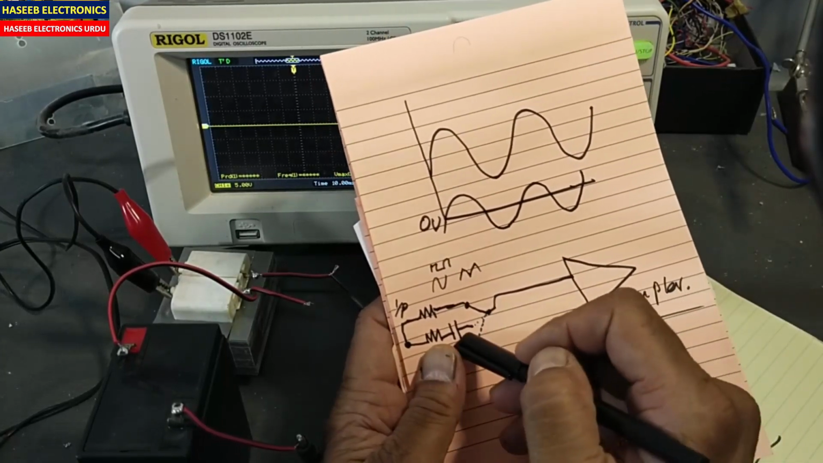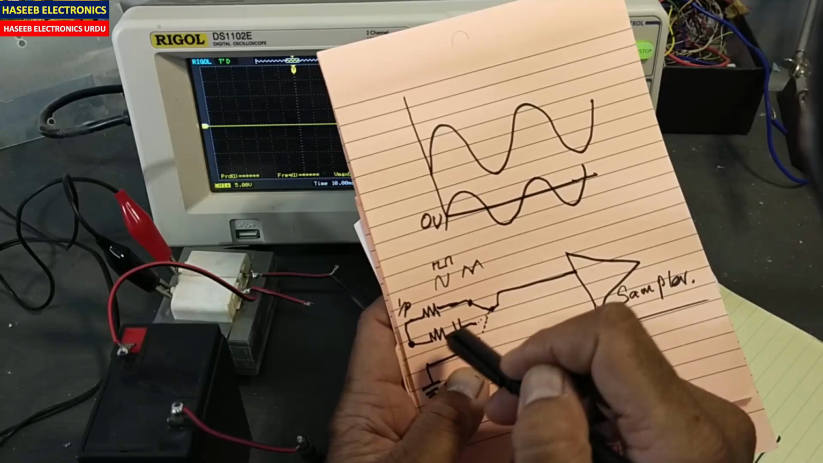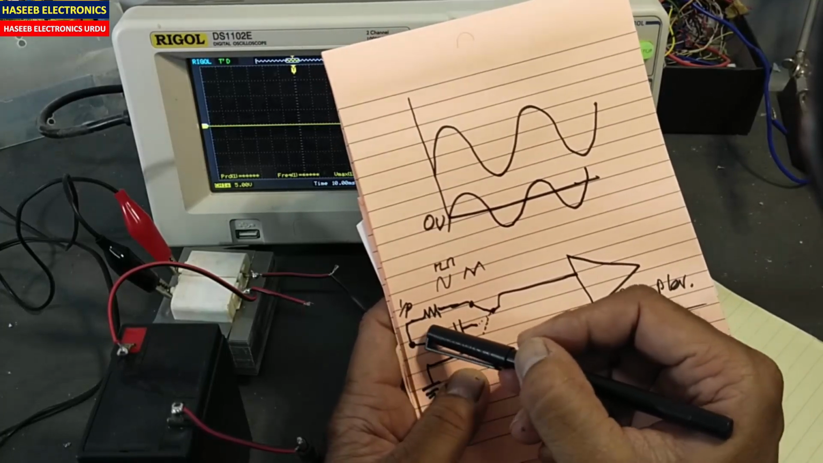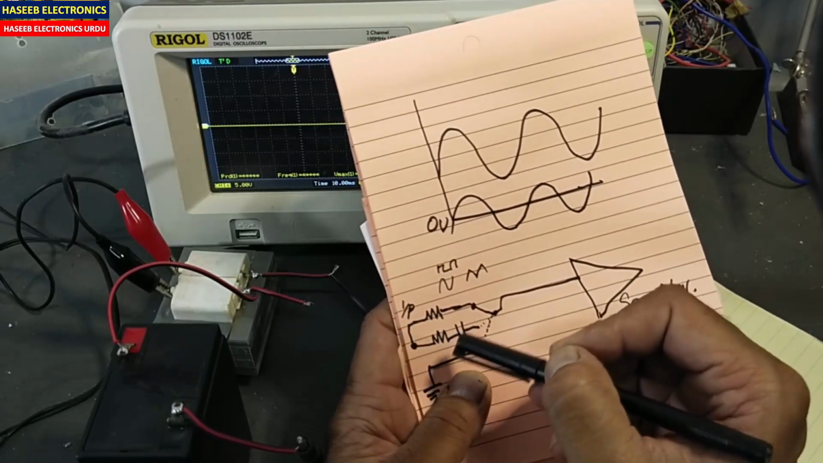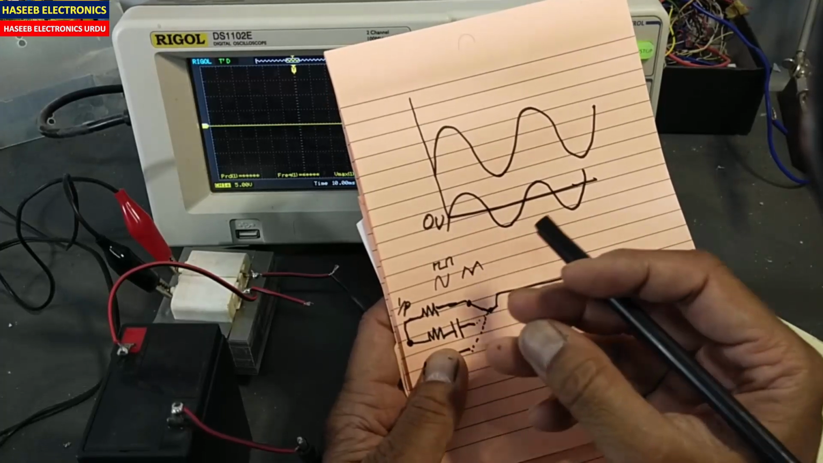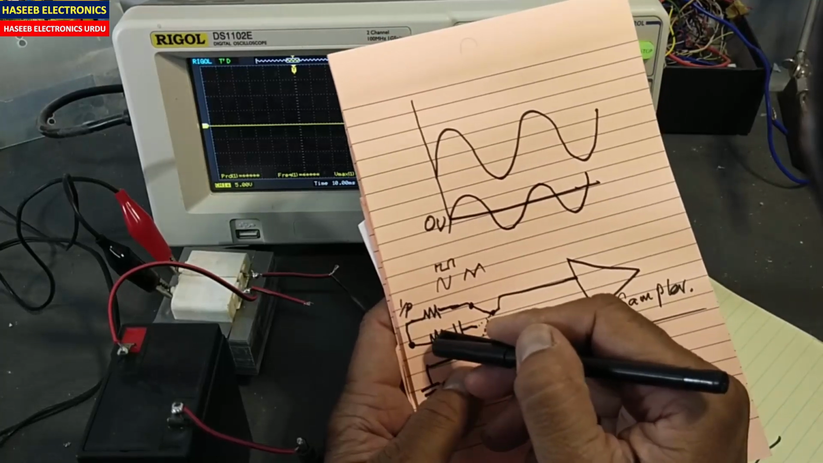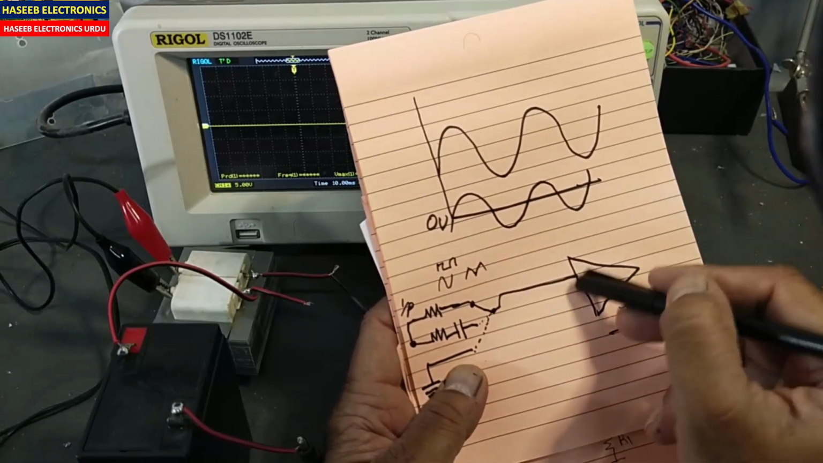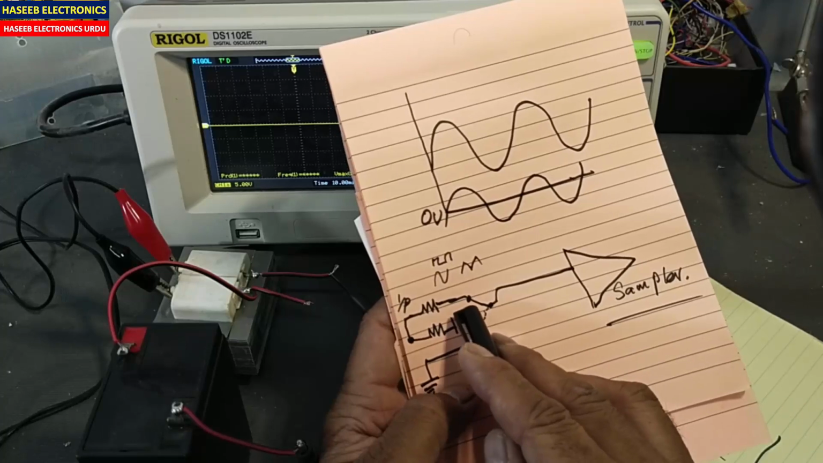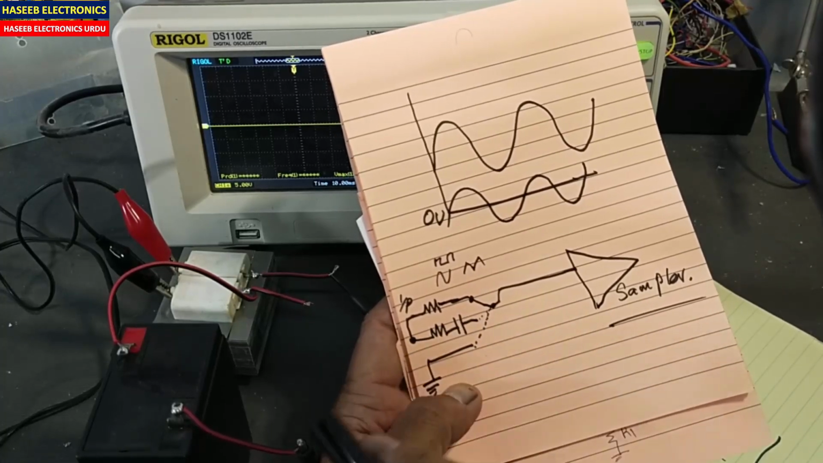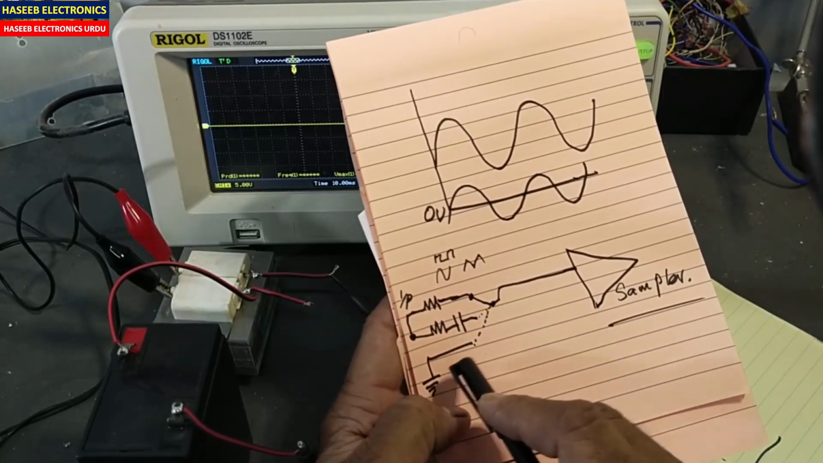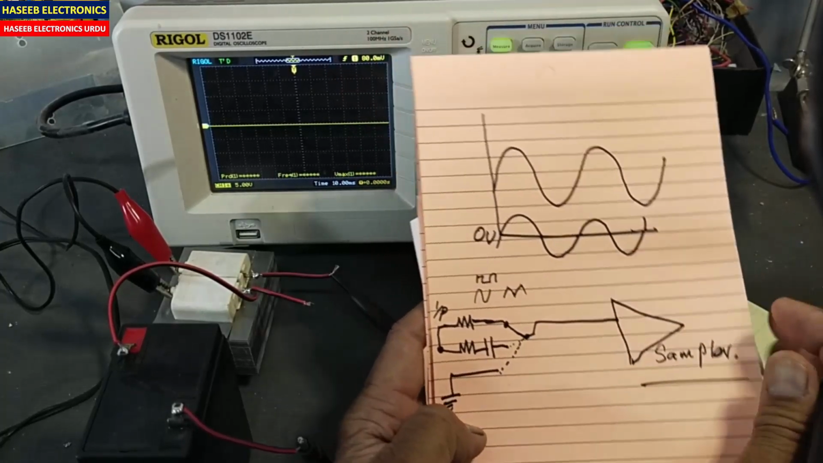If we select AC, at that time all the DC signal, all the DC components will be blocked. Just ripples, sine, any type of wave shape that is here, it will pass to the sampler. Why? Because this capacitor will block all the DC signals. In the ground coupling, it will not show anything.